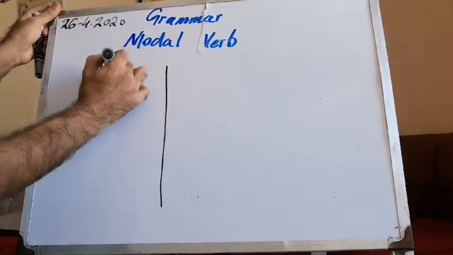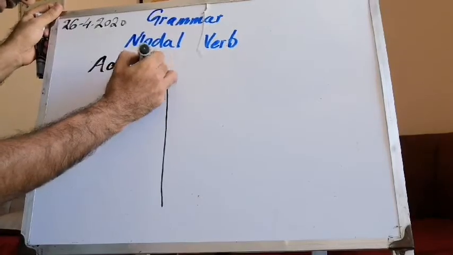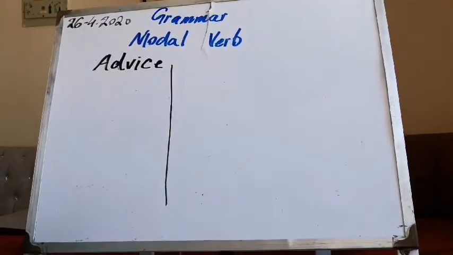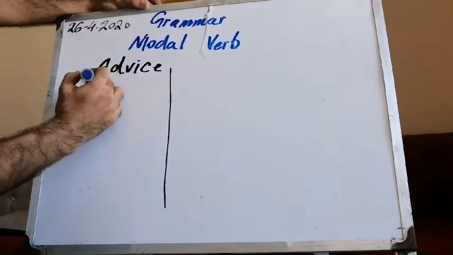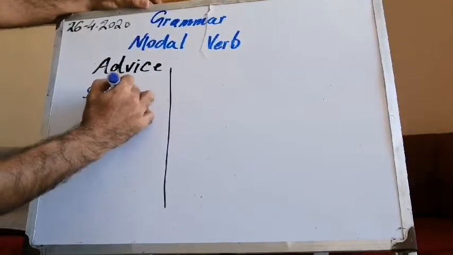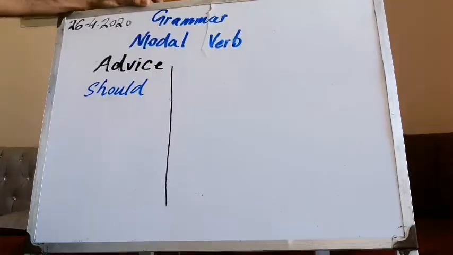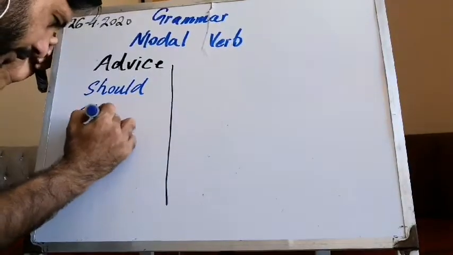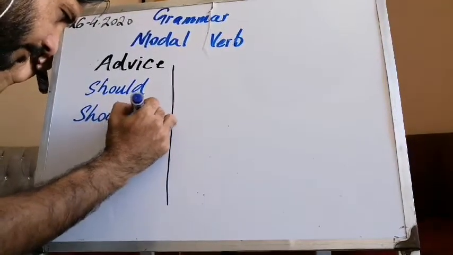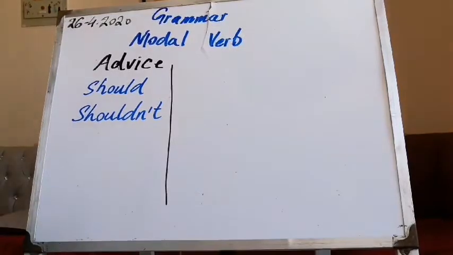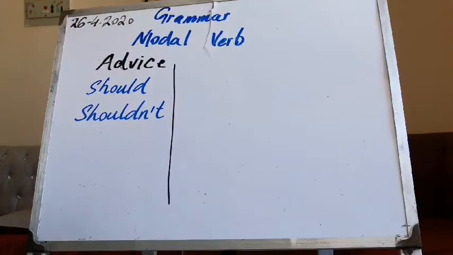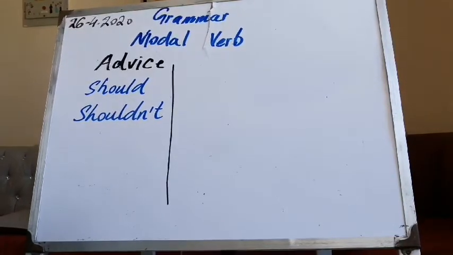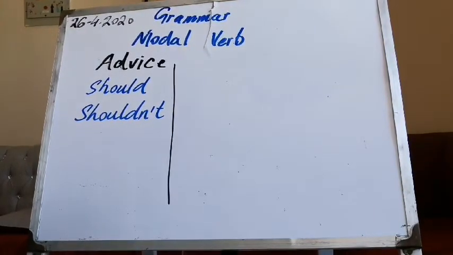One is advice. When you give someone advice, like you should drink more water when it is hot, we use the word should for advice. Sometimes we use the word shouldn't for advice, like you shouldn't go out when it is very hot. You should wear light clothes when it is hot.